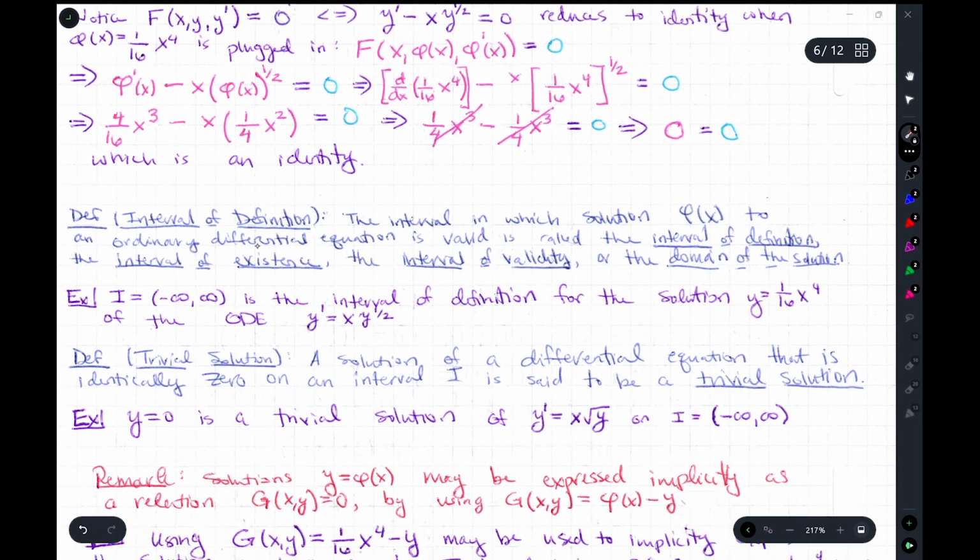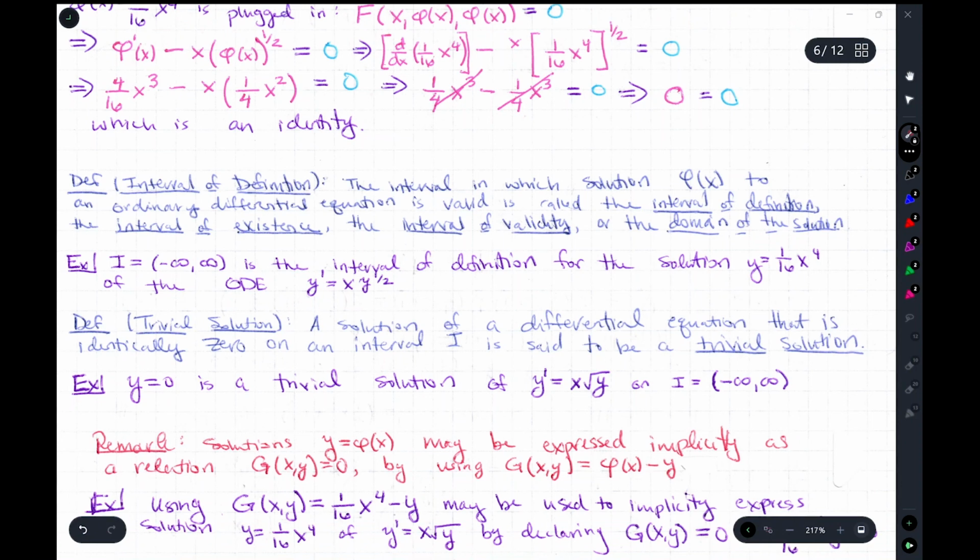Another definition, interval of definition: the interval in which the solution phi of x to an ordinary differential equation is valid is called the interval of definition, also sometimes called interval of existence, interval of validity, or domain of the solution, okay? For example, the entire real line, minus infinity to infinity, is the interval of definition for this solution to this differential equation.